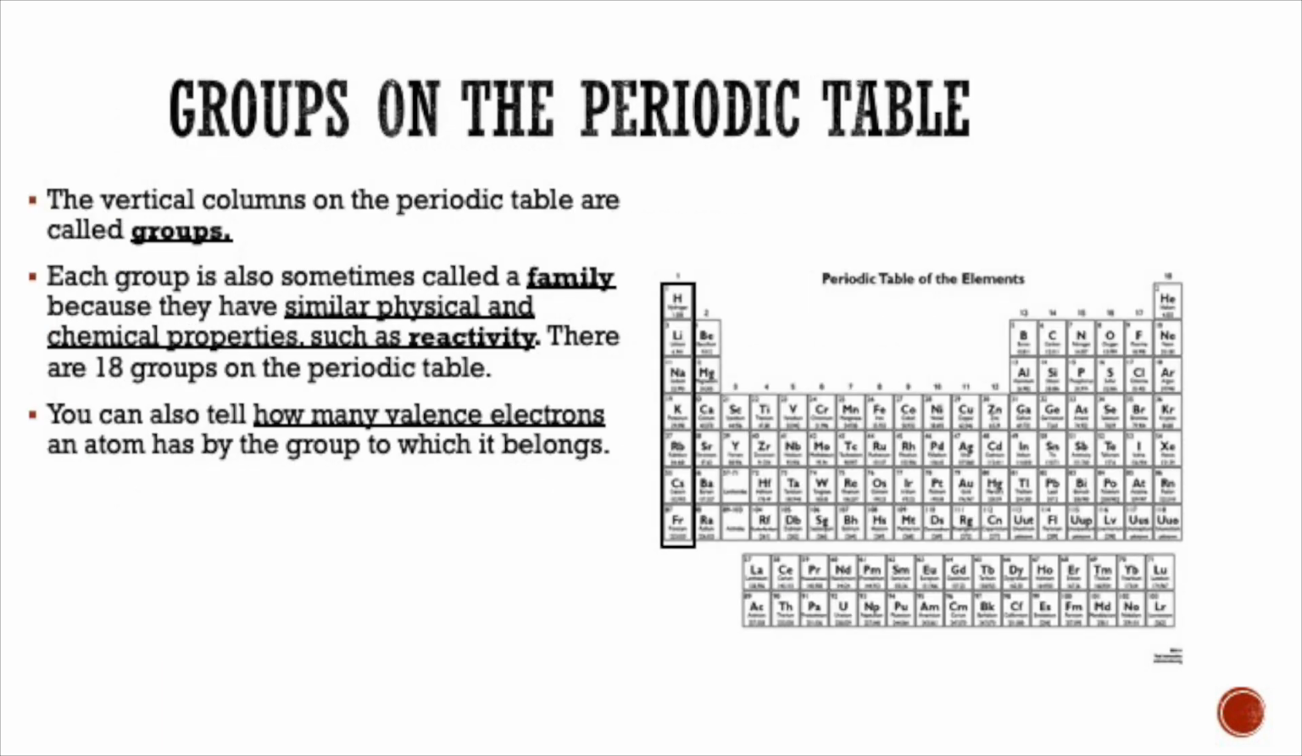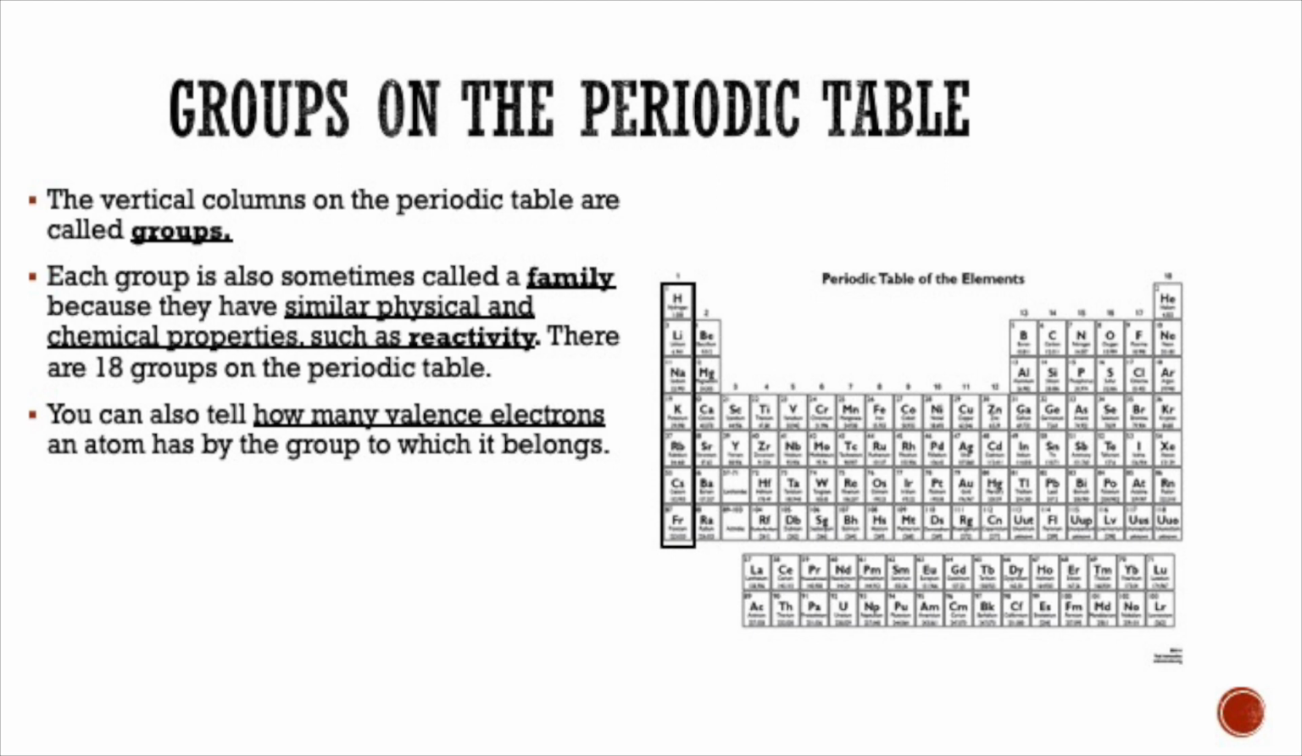So a group on the periodic table is a vertical column. So the vertical columns on the periodic table are called groups. Sometimes they're called families because they have similar physical and chemical properties such as reactivity. And reactivity just means how easily it bonds with another element. So here the highlighted family is the alkali metals.